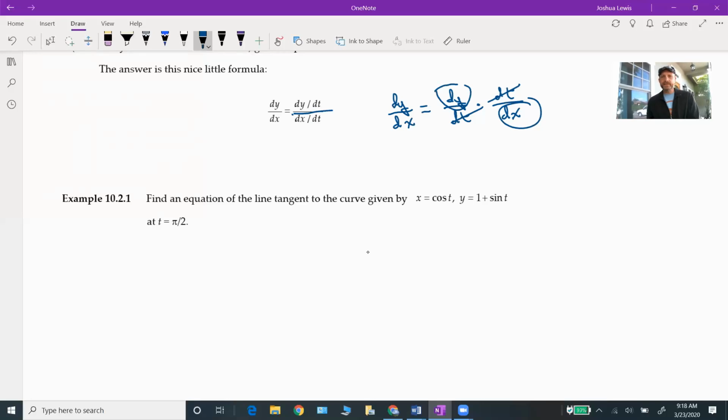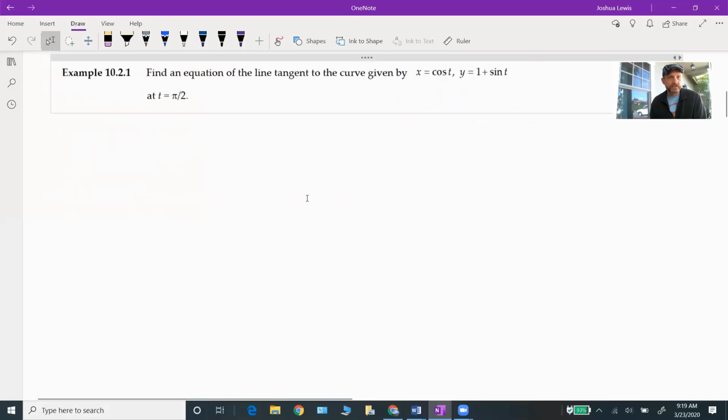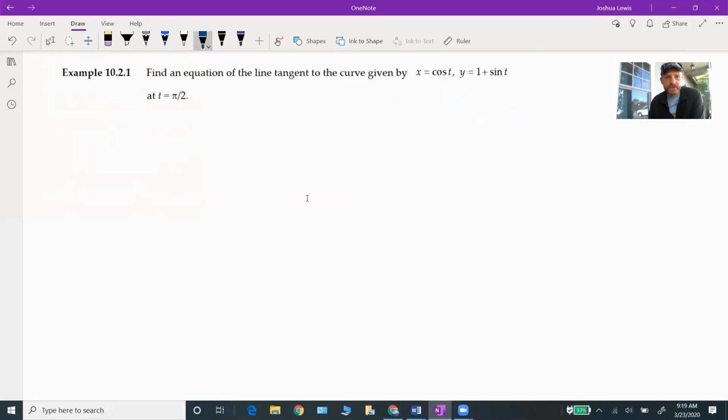So this is nice: dy/dx is just dy/dt over dx/dt. And so we can now address this very typical Calc 1 problem. Find an equation of the line tangent to the curve x equals cosine t, y equals 1 plus sine t, at t equals pi halves.